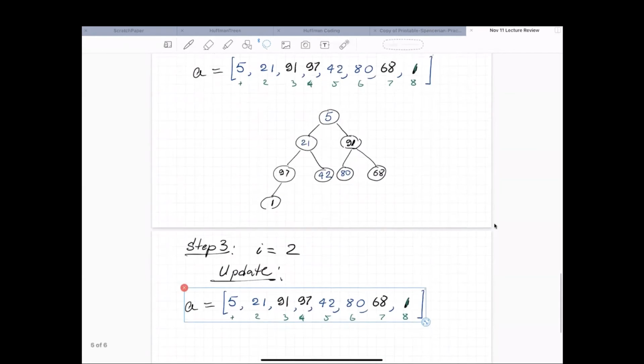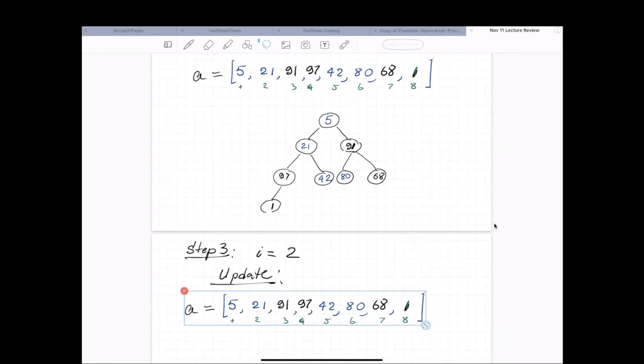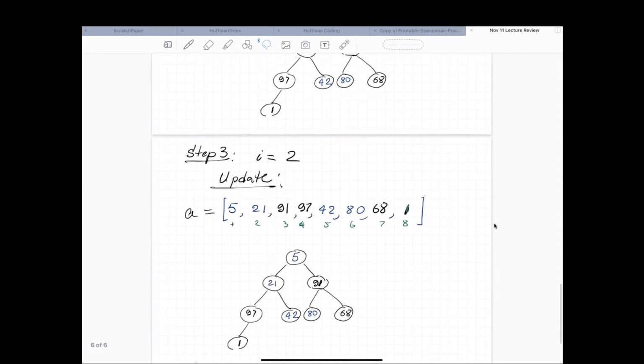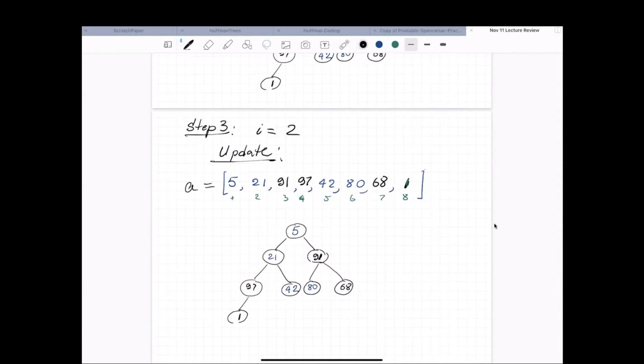So let's see how this will work out. So the new tree becomes, so you just said that we need to exchange 97 with 21, right? Yeah. 97 with 21. So I'm going to put 21 here, 97 here, and this is going to be 21, and 97 is going to go here. That's the updated array.